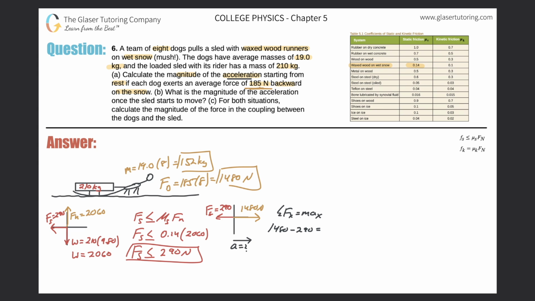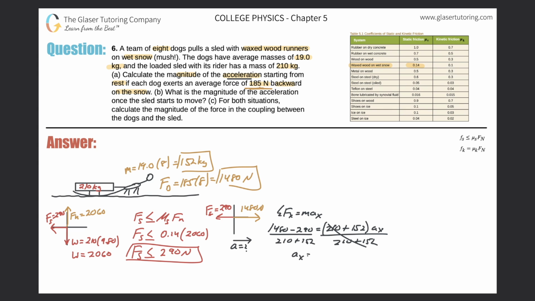What did I say is accelerating? The whole thing, right? So the mass of the whole thing. So all the dogs and the sled. So we got 210 kilograms from the sled, and the total weight of all the dogs was 152, multiplied by my a. All right, so divide this side by 210 plus 152, and we'll get our answer, right?